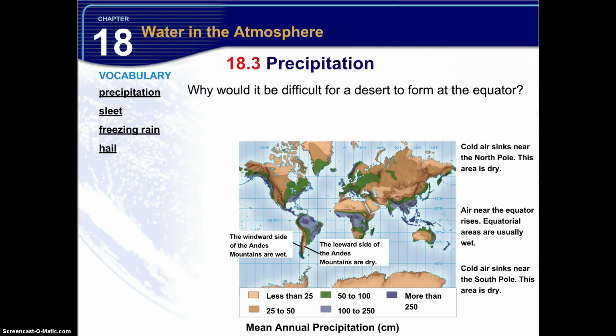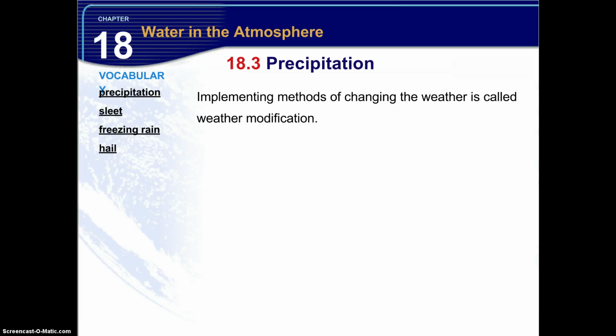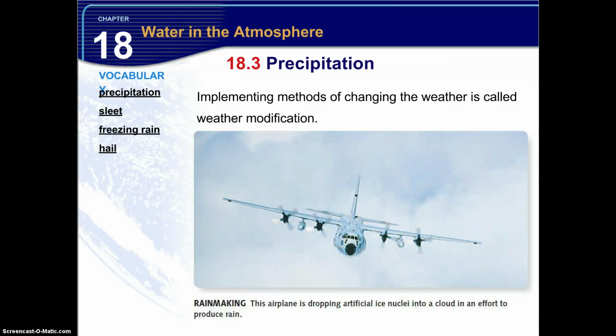Now, why would it be difficult for a desert to form at the equator? Air near the equator rises because of the high temperatures of the Earth's surface, and rising air generally produces precipitation. Implementing methods of changing the weather is called weather modification. Rainmaking, for example, is where an airplane drops artificial ice nuclei. That nuclei is actually silver iodide, which is the most common artificial ice nuclei used around the planet. So they drop this silver iodide into a cloud, and hopefully it'll reach that condensation level that we talked about in the last section, and decrease in temperature so condensation can occur, and then hopefully produce rain.